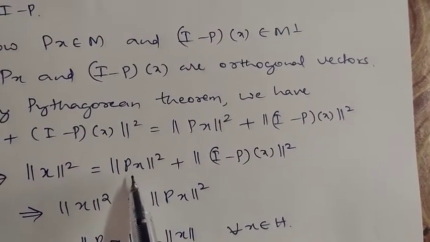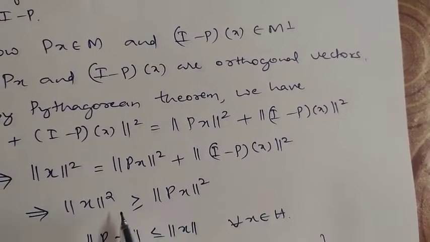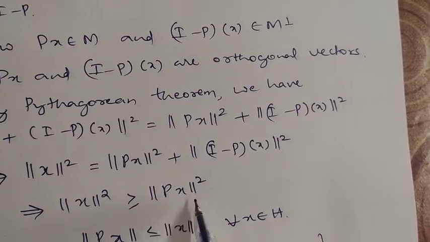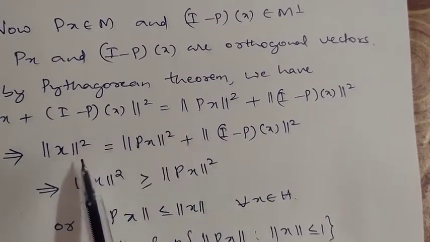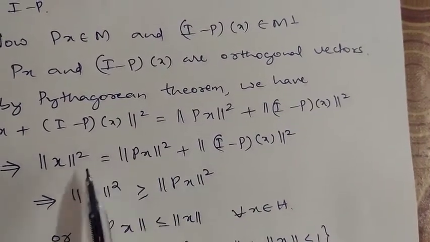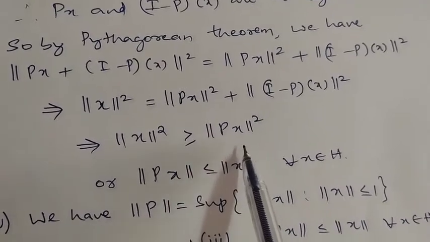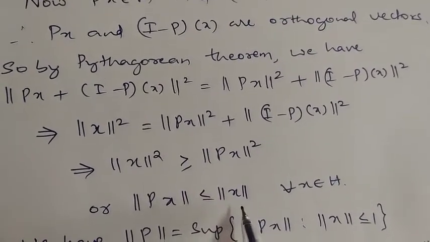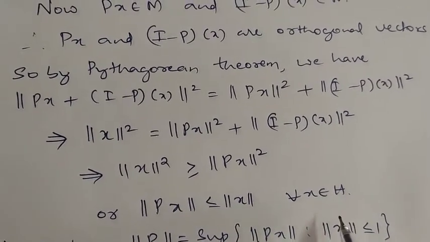But norm of P of x is equal to norm of x. So this implies norm of x square is greater than or equal to norm of P of x whole square. Definitely this is equal to this plus this, which means this is greater than or equal to this. So norm of x is greater than or equal to norm of P of x, that is, norm of P of x is less than or equal to norm of x. This holds for every x belongs to H.